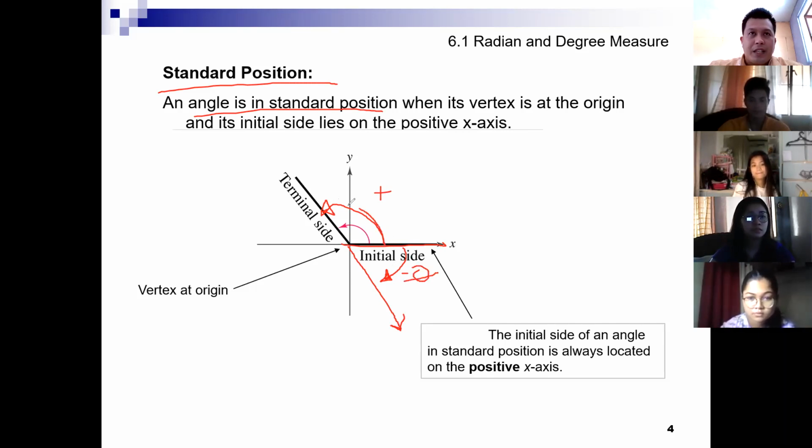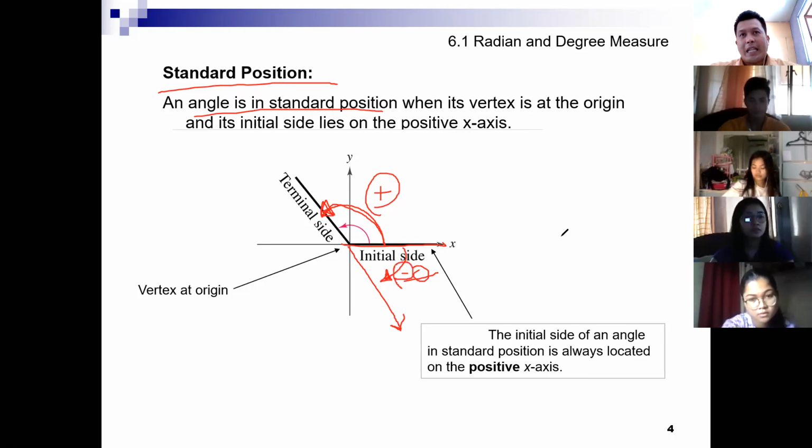If the angle moves in a counterclockwise direction, the angle is positive. But if the angle moves in a clockwise direction, the angle is negative. Standard angles can be converted to radian and it can be brought back again to a degree measure. So that is the main focus of our module right now, to convert radian measure to degree measure.